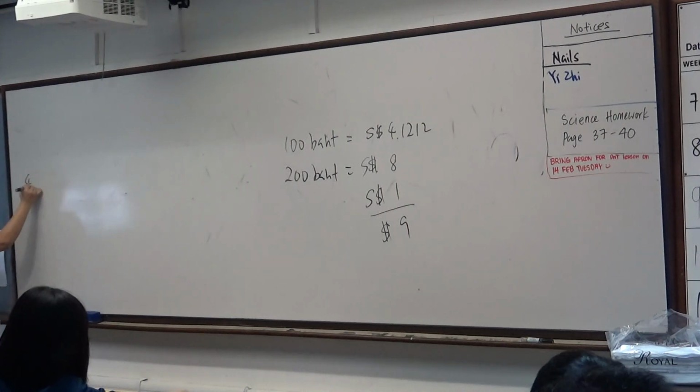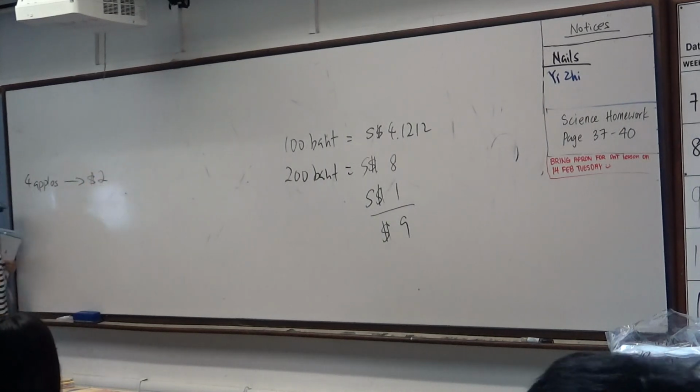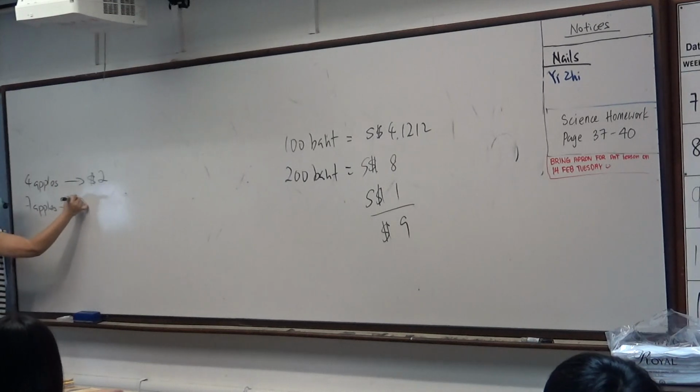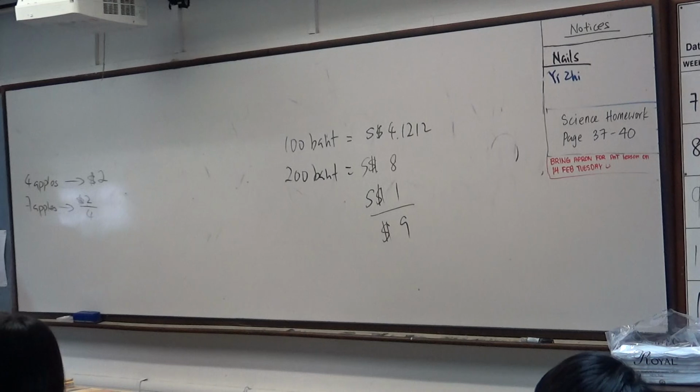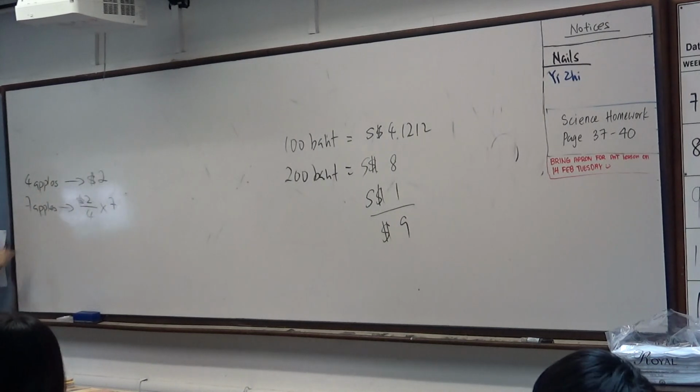Okay, now, I want them to look here. 4 apples, let's say, cost $2. I want to find the cost of 7 apples. It will be 2 divided by 4, right? What's the meaning of 2 divided by 4? I find 1 apple, how much, right? Then I times what? 7. It's always this over this times this, right?